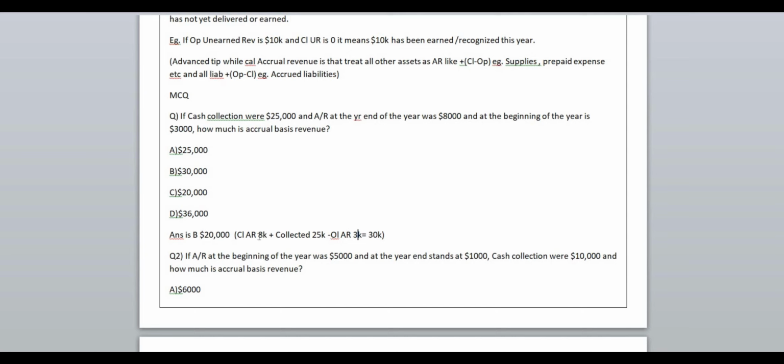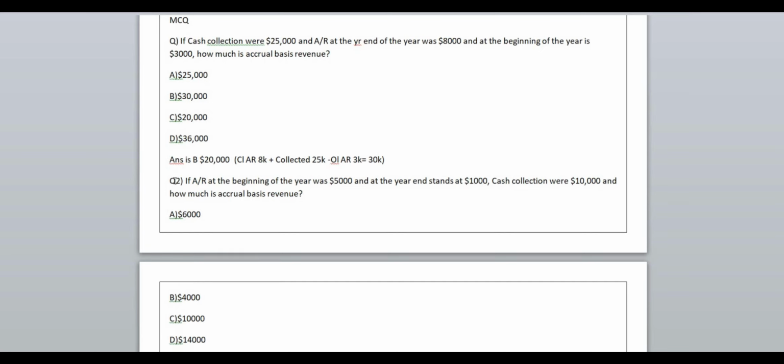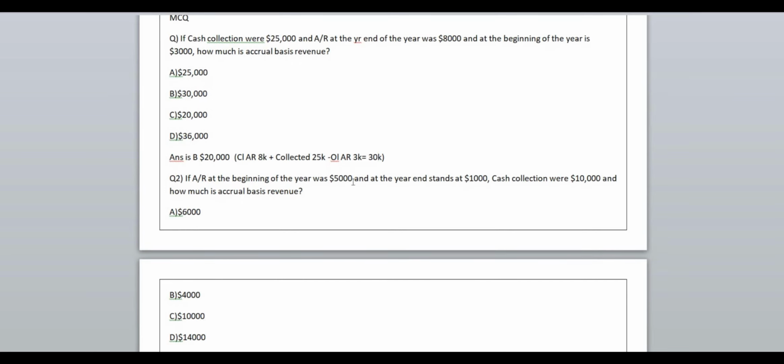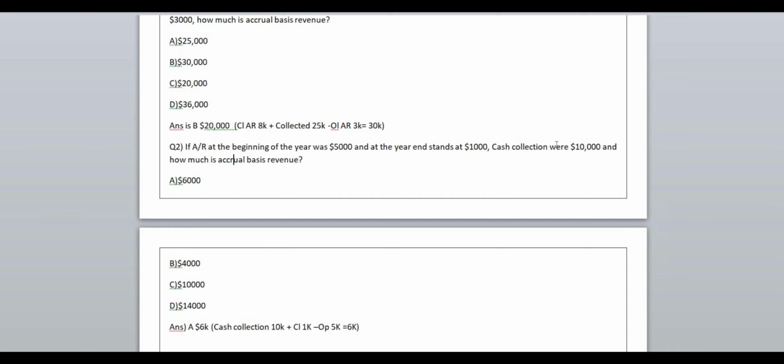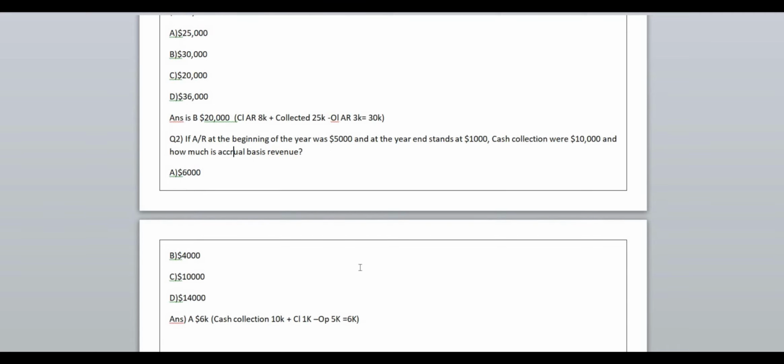So closing minus opening, added to cash collections, the answer stands at $30,000. So the answer will be B. Moving on to the next one: if accounts receivable at the beginning of the year was, see this is accounts receivable. So in short, we can say that it's closing minus opening. So the cash collection is 10,000 minus closing at the year end, which stands at 1,000. So 9,000 plus opening 5,000.